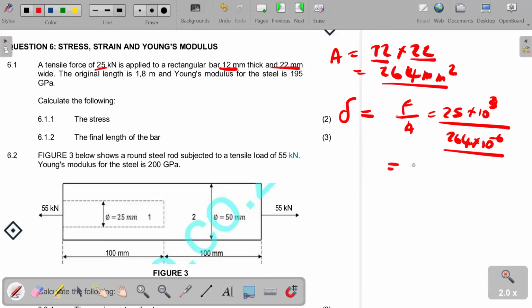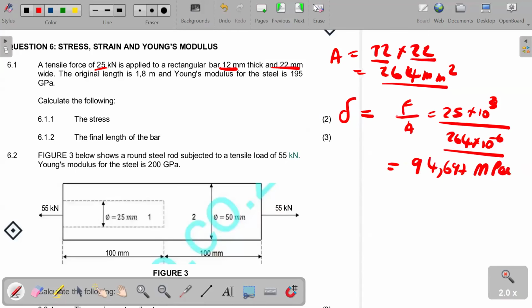Okay, so what are we getting then? We are getting 94.697 times 10 to the power of 6 pascals. That means it's 94.697 megapascals. That's 6.1. Moving to 6.2, the final length of the bar.